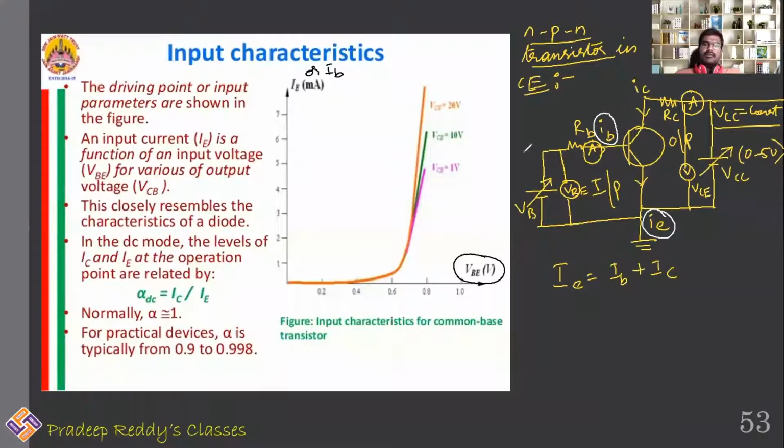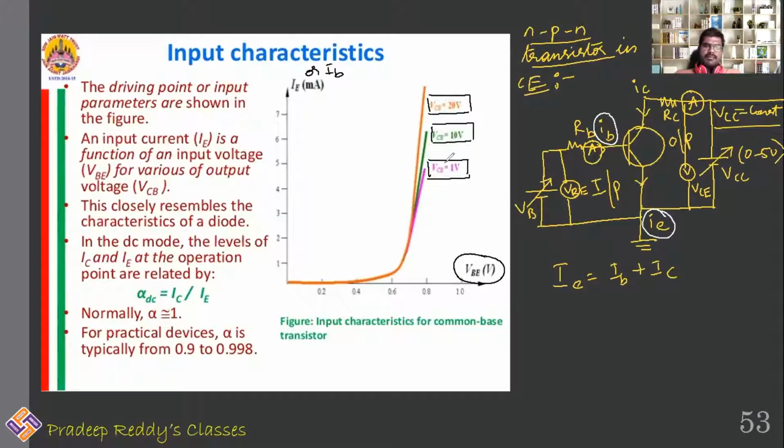Okay. So first, we will maintain this voltage VCC at a fixed value, which is 1 volt. We are taking 1 volt here. For that 1 volt, we have got this pink color graph. Next, you are increasing this voltage to 10 volt. Maintaining VCC fixed, we are increasing the voltage up to 10 volt. For the 10 volt, you have got this green color graph, and we are increasing it to 20 volt. Corresponding to this 20 volt, we have got this orange color graph.